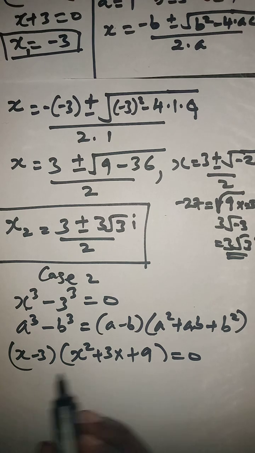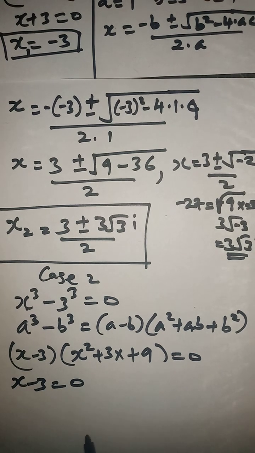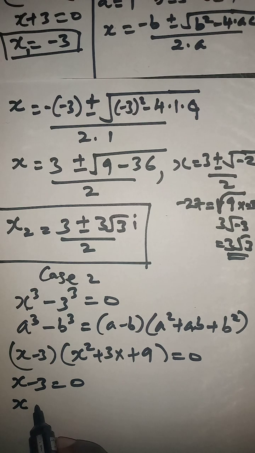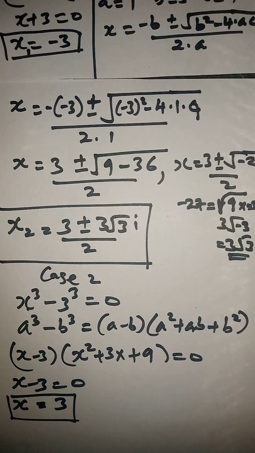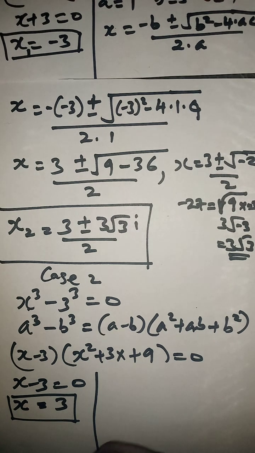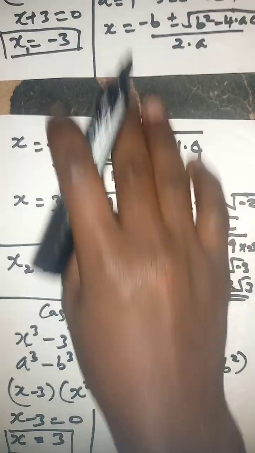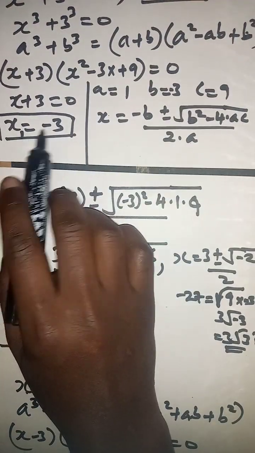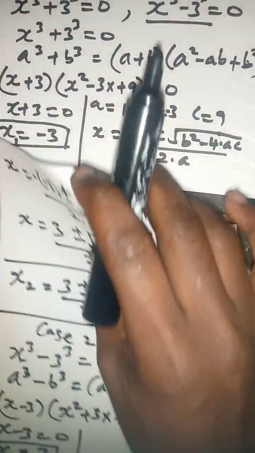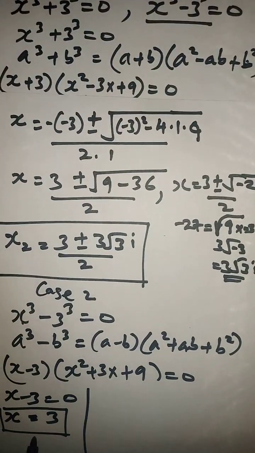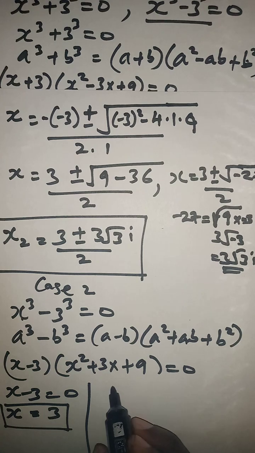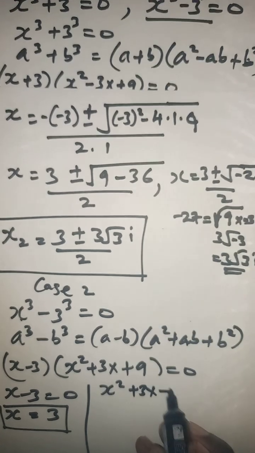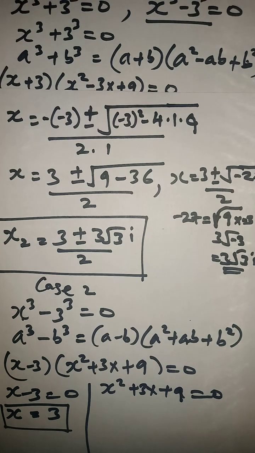This tells me that either x minus 3 is equals to 0, and my x now becomes positive 3 as another real root for our particular problem. So I have 2 real roots. The first one was x is equals to negative 3, and now we are getting x is equals to positive 3. And for the other complex roots, we're going to take this and equate it to 0. X squared plus 3x plus 9 is equals to 0. This is a quadratic equation.